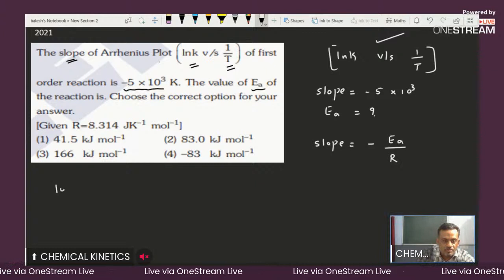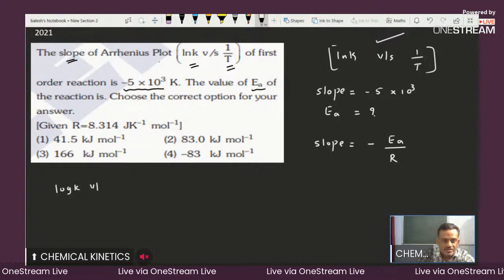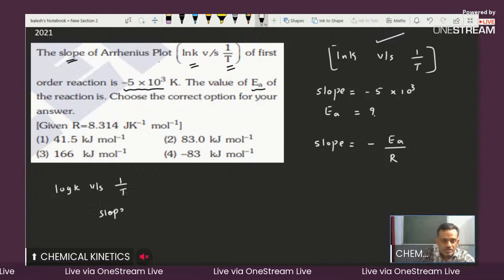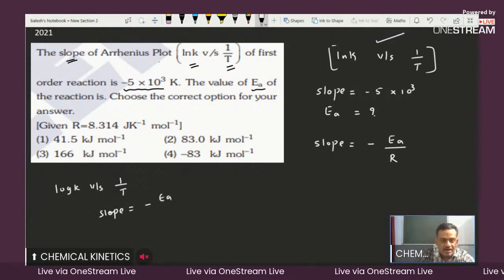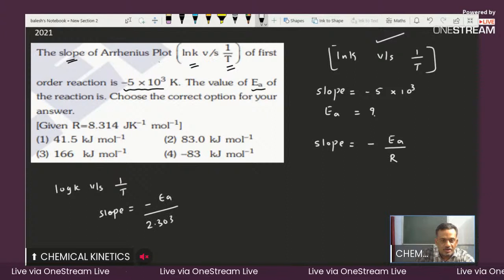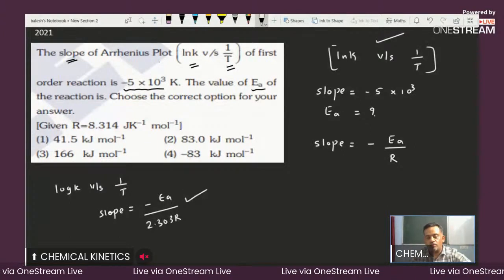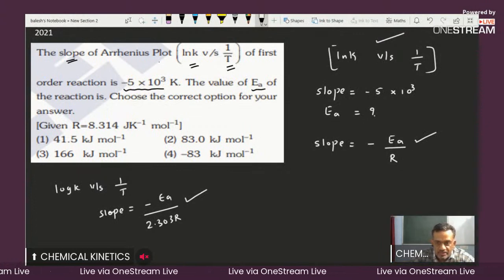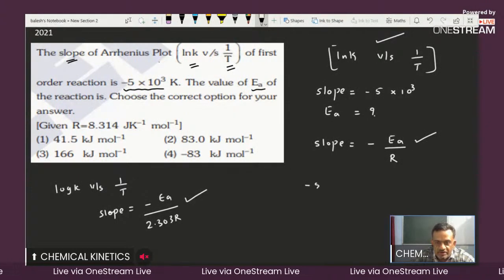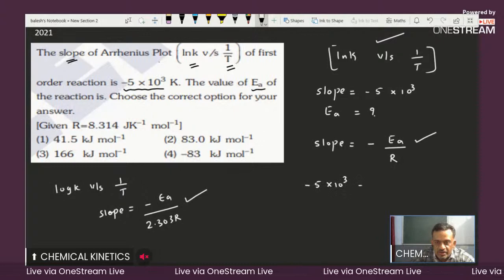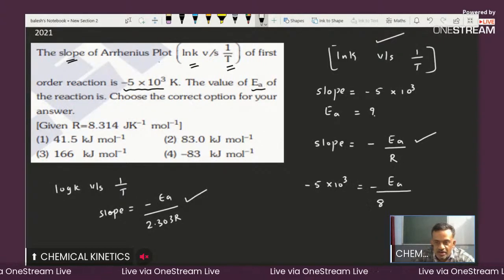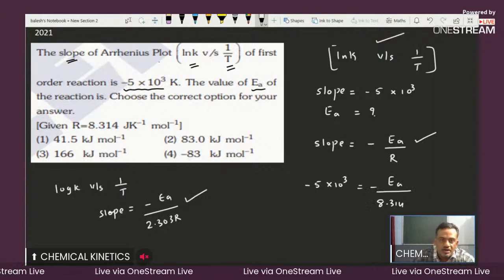Suppose the question is log k versus 1/T. In that case, your slope would be minus Ea by 2.303 R. If you go by the Arrhenius equation, you will come to know the value of that. So the slope is minus Ea by R. The value of the slope given is 5 into 10 raised to 3. They have asked you the energy of activation, minus Ea by R. So what is R? 8.314 joule.